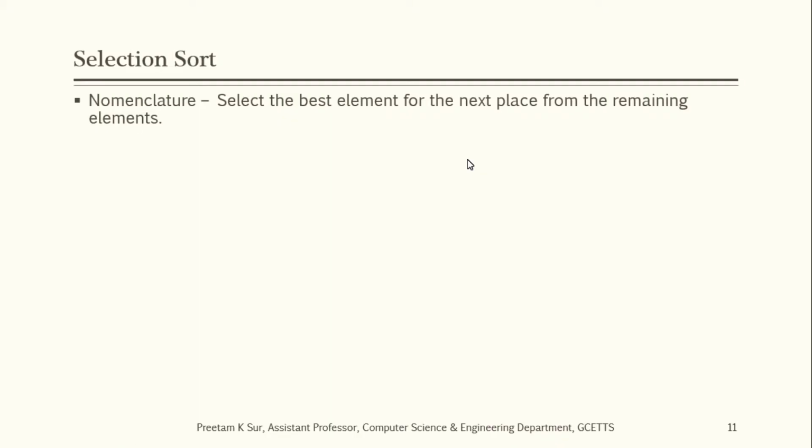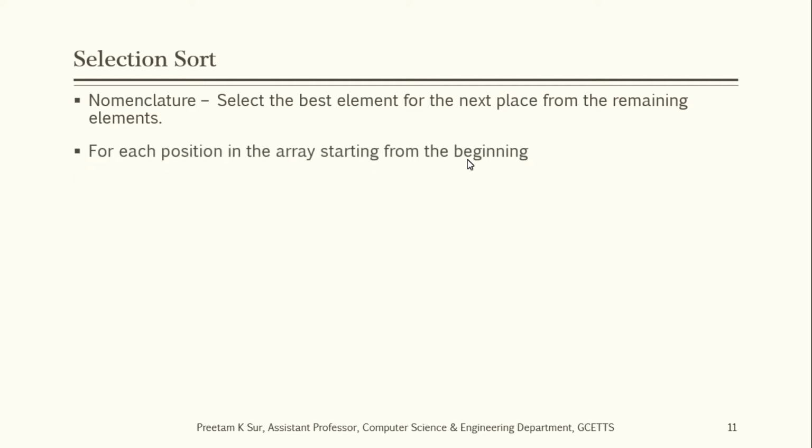Now in the next iteration, what will be the case? The best element will be the second smallest element, right? And in the next place, the second smallest element is going to be placed. Okay, so that is how it is going to be. So we select the best element for the next place from the remaining elements. This is how the nomenclature of selection sort has come into the picture.